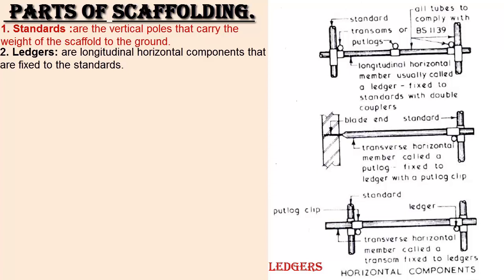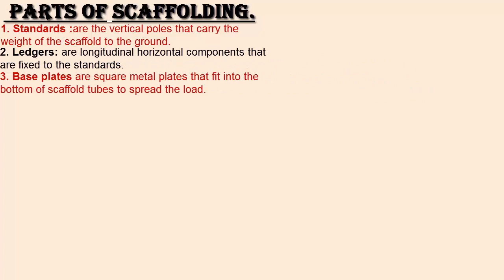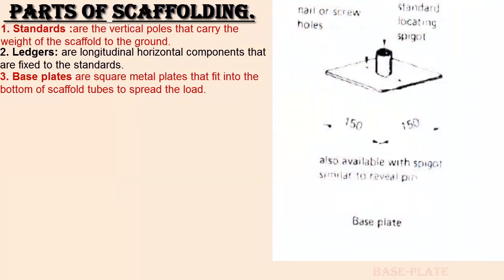It is always in vertical form, holding the standard into position. We have the base plate. When you look at a scaffold standing on the ground, you will discover at the ground level there is a square form of a wood or a metal sheet that is fixed directly to the standard to hold it in position.